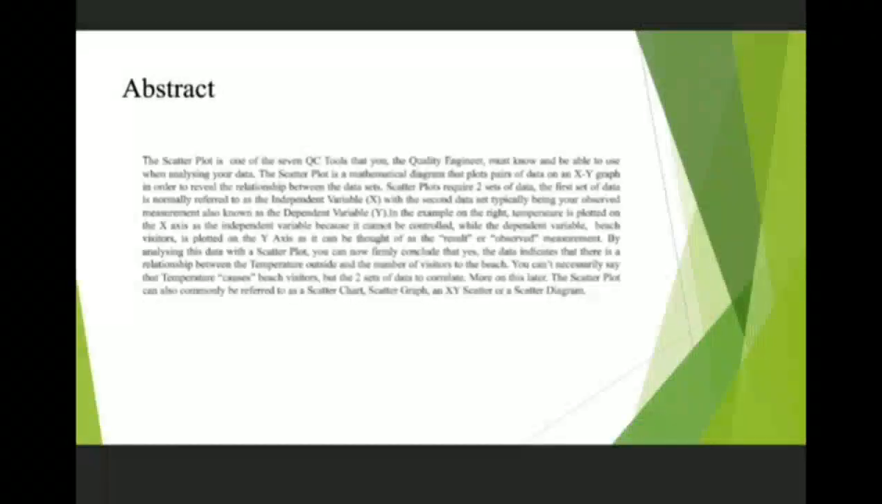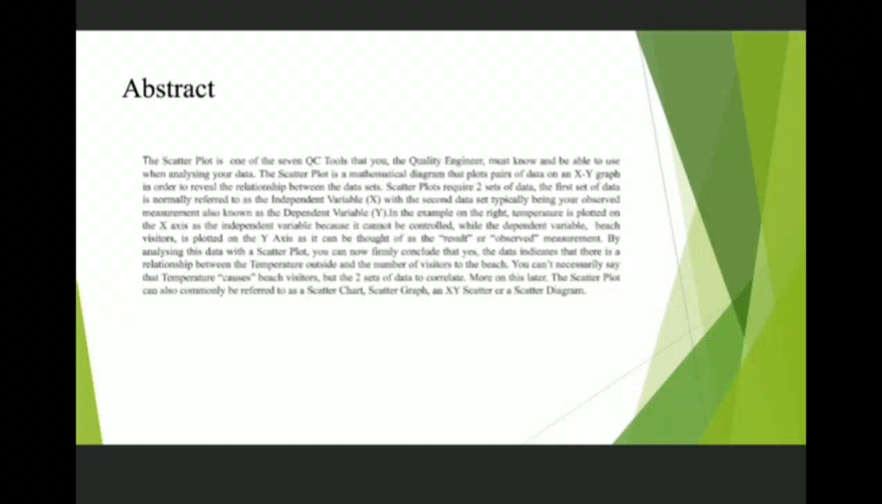The scatter plot is one of the 7 tools used while analyzing any kind of data. Quality engineers must note this. The scatter plot is a mathematical diagram with an XY graph to reveal the data sets. So two different data sets are required. First is independent variable data. Second is observed measurement as dependent data. By plotting both datasets with the scatter plot, we can conclude that the data indicate there is a relationship between them.